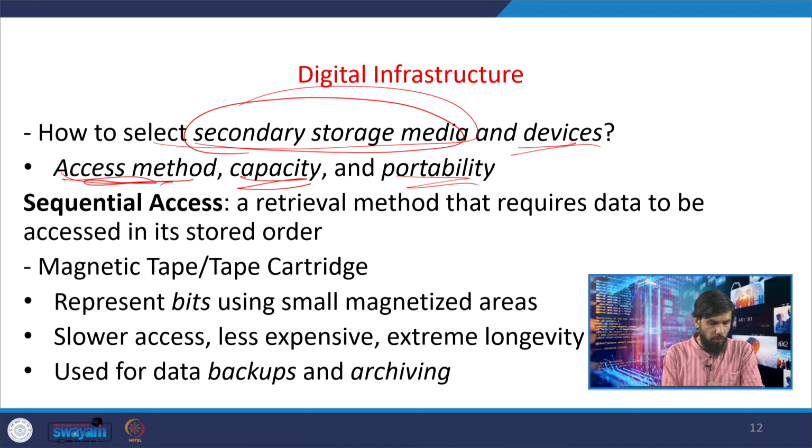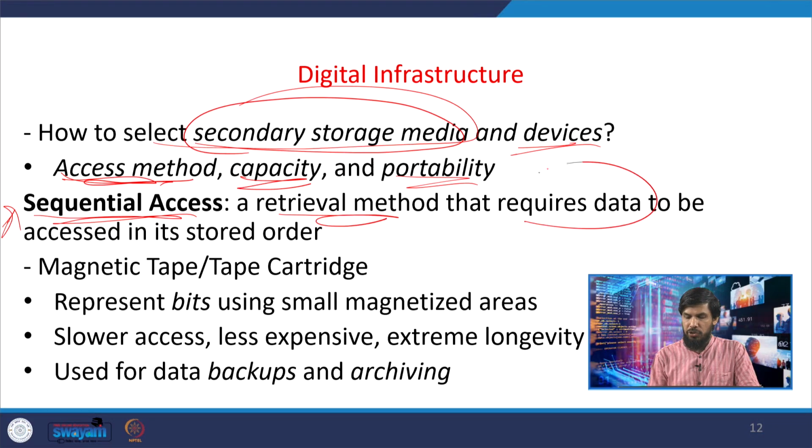So let us understand these access methods. The first one is sequential access. What is sequential access about? This is a retrieval method that requires data to be accessed in its sorted order. Whatever order the data was stored in, the same order is followed for access. Obviously, in this way, any kind of access to the data is going to be a slow process.